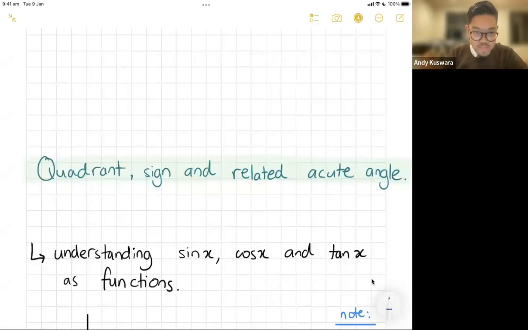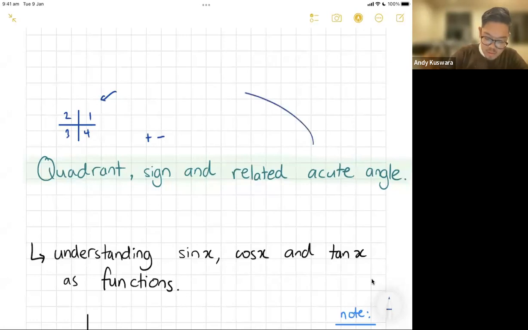Let's go to today's topic. Strap yourselves in. It's a lot of content. Okay, so today we're talking about the quadrants and signs. The quadrants are going to be quadrant 1, 2, 3, and 4. I'll explain that. Your sign has to do with plus and minus. And the related acute angle just basically means anything that's in the first quadrant.